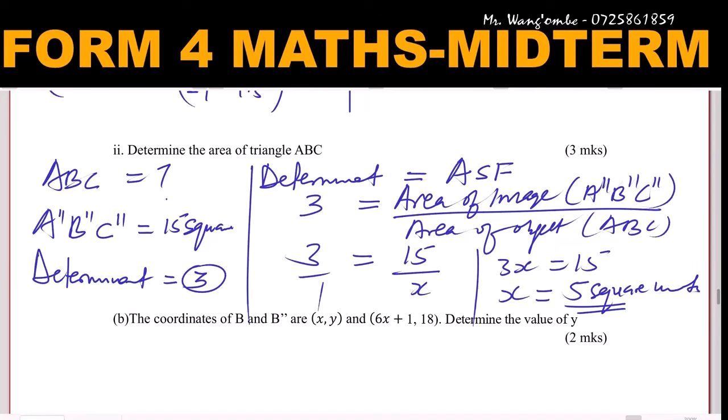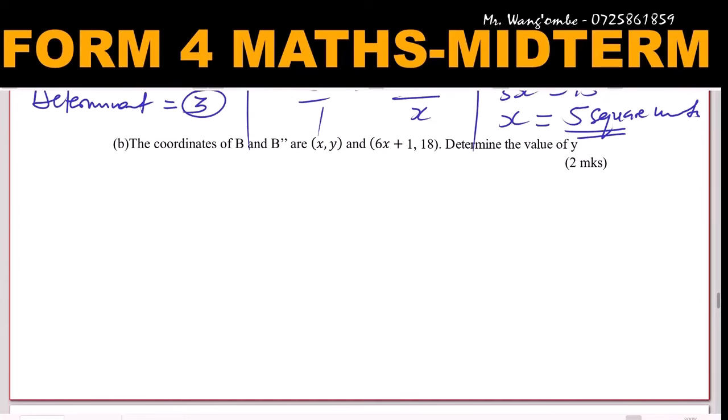Part B. The coordinates of B and B double prime are x, y, and 6x plus 1, 18. I think there's a mistake here. You need to correct this. It's not supposed to be 18. It's supposed to be 8. So let me correct this: 6x plus 1, 8.